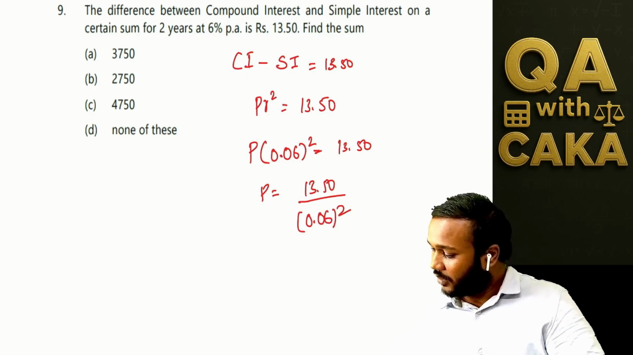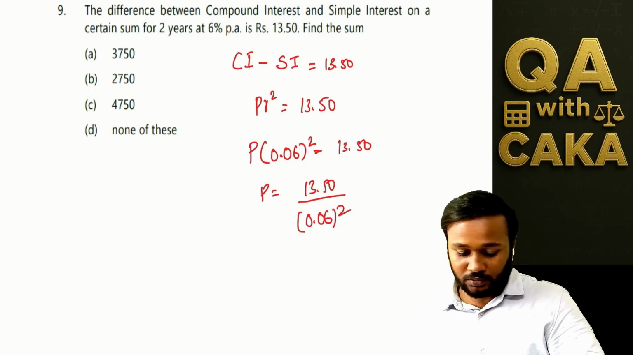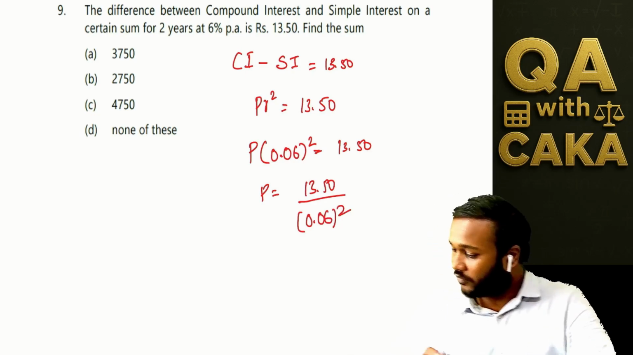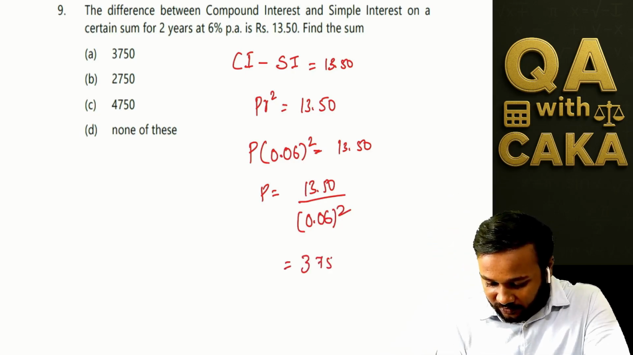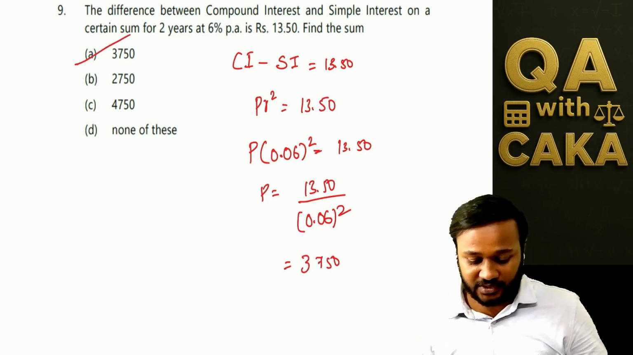So how to do in the calculator? 0.06 into equal to divided by equal to into 13.5, which gives the answer 3750. So option A is your right answer.